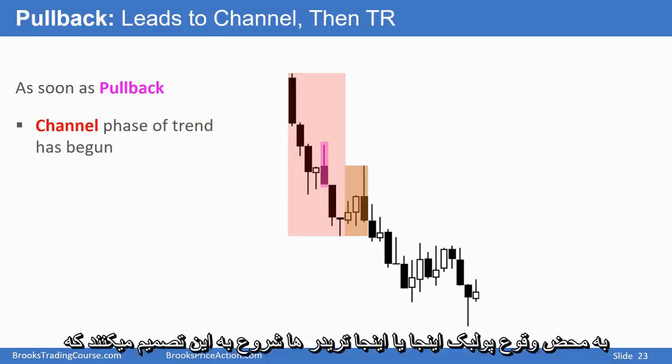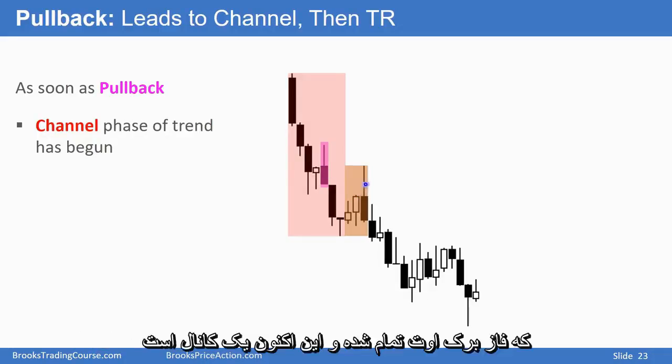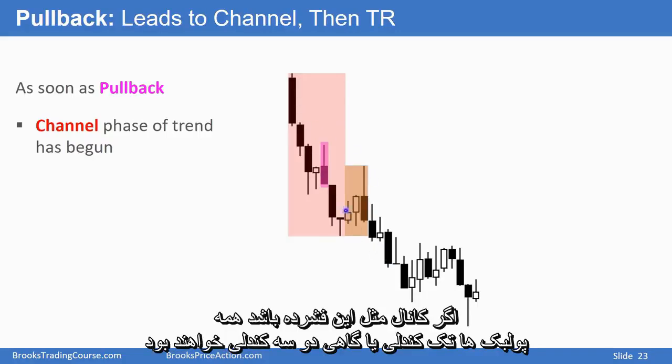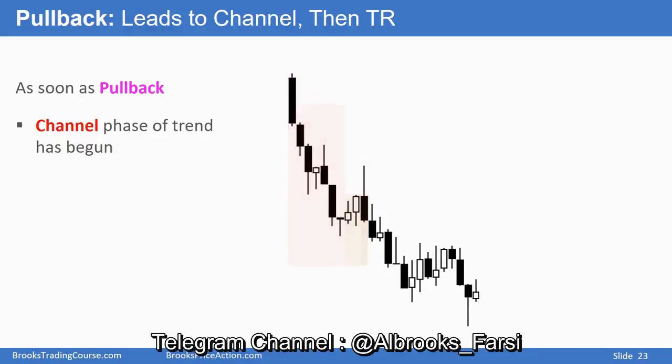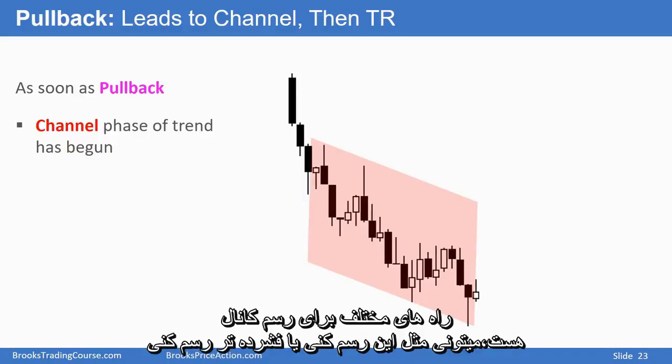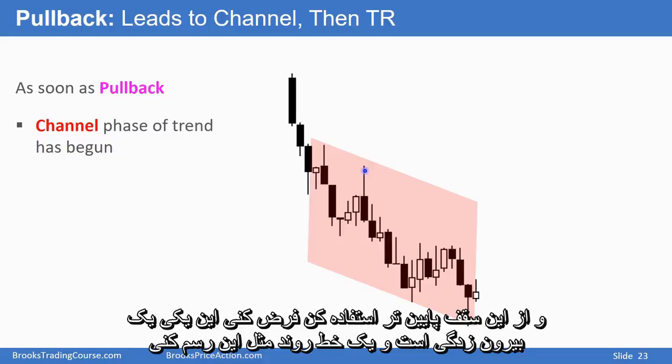As soon as you get a pullback, either here or here, traders begin to decide the breakout phase has ended and it's now a channel. If the channel is tight like this, all the pullbacks lasting 1 bar, sometimes 2 or 3 bars, then it's better only to be shorting. And on a higher time frame chart, it's probably still a breakout. Different ways to draw the channel. You can draw it like that. You can draw it tighter and just consider this to be an outlier and just draw a trend line like that.